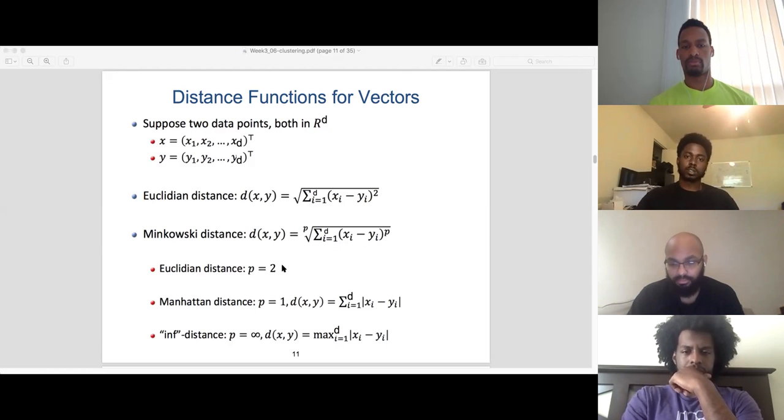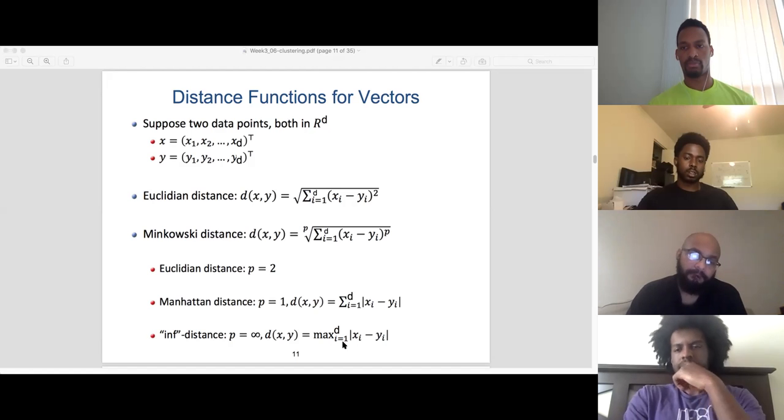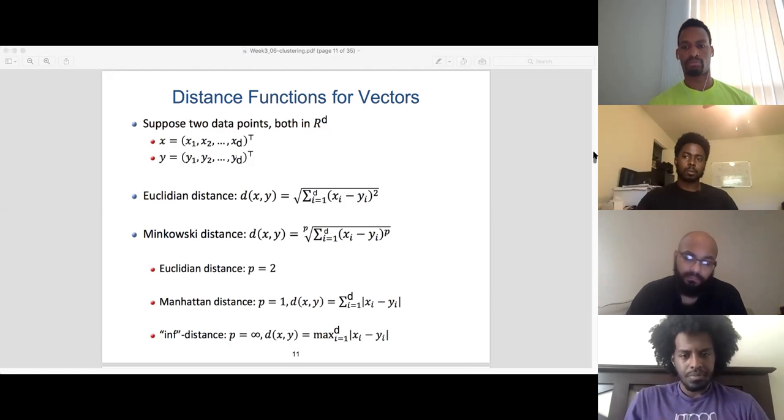Two other distance functions that are going to come up in this lecture are the Manhattan distance, where p equals 1. So instead of taking the root, you're just summing up the absolute value of the differences. And then we have this inf distance where p equals infinity, and this is the maximum distance in your data set. Any questions here? No. Okay.